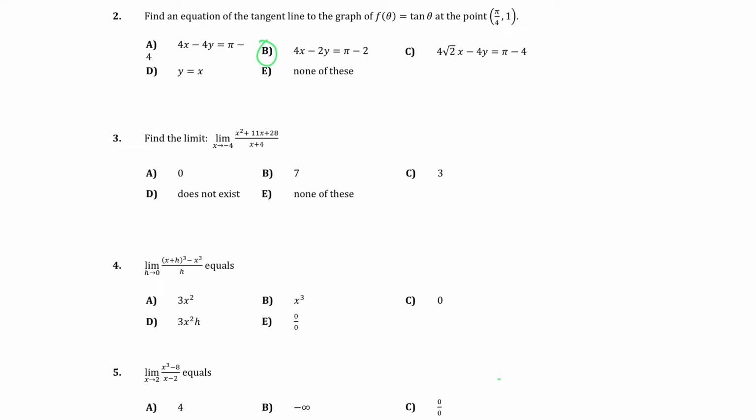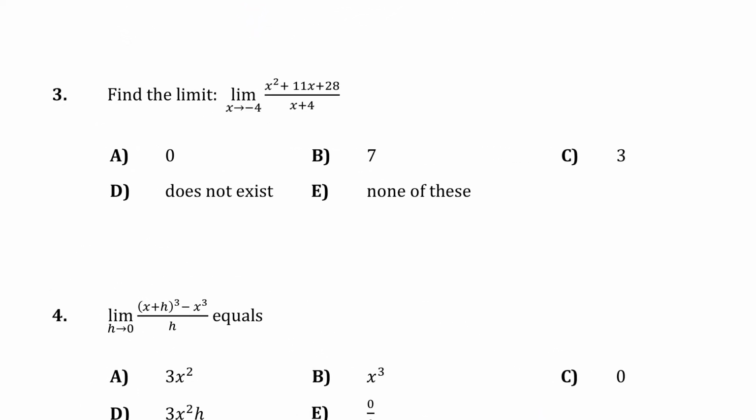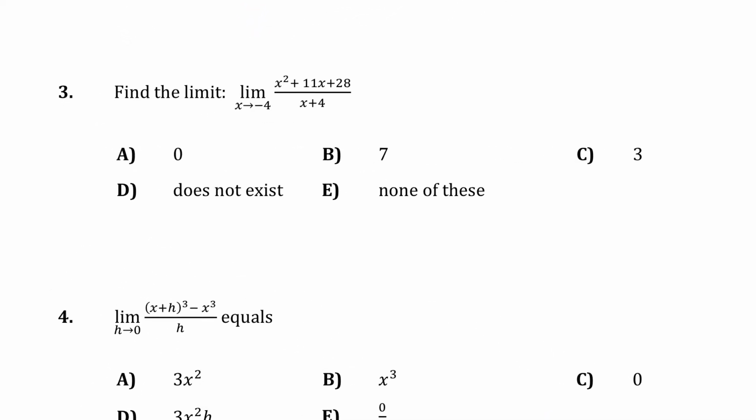Let's look at number 3. Find the limit as x approaches -4. The problem is probably right here. If I have -4 plus 4, that's 0. And then this is going to be 16 minus 44 plus 28, and that's looking like probably 0 also. So I think you can factor the numerator.